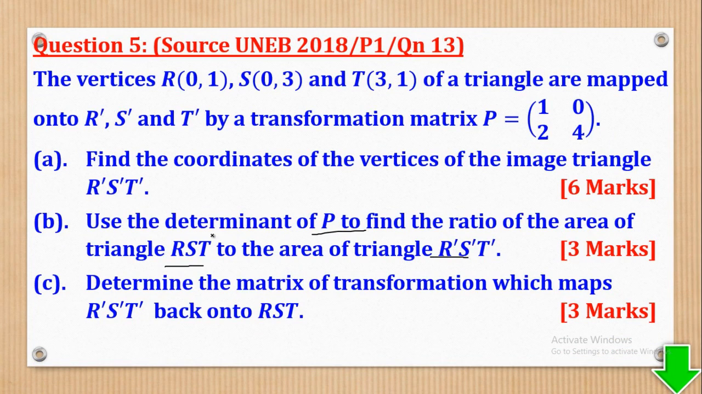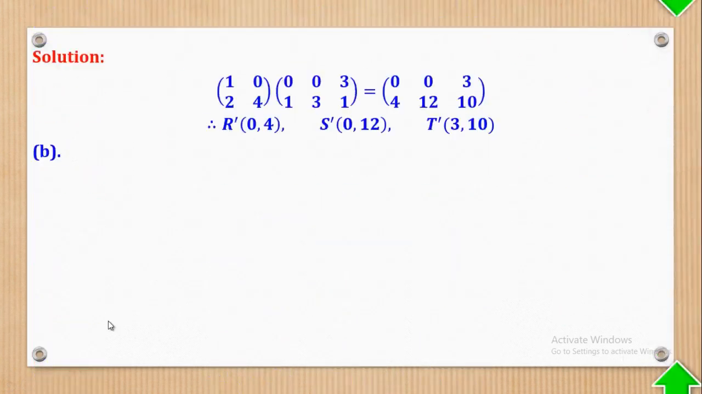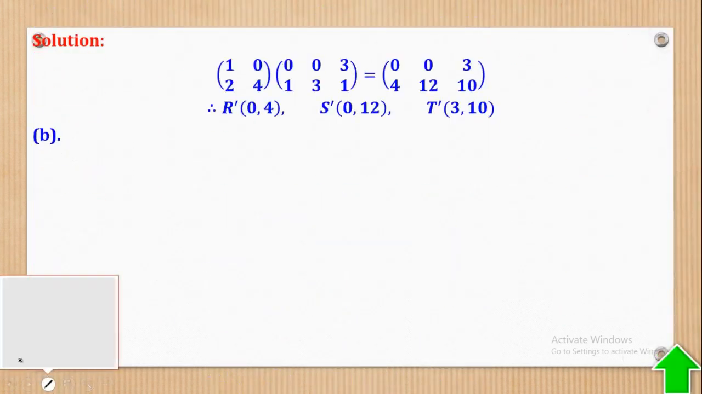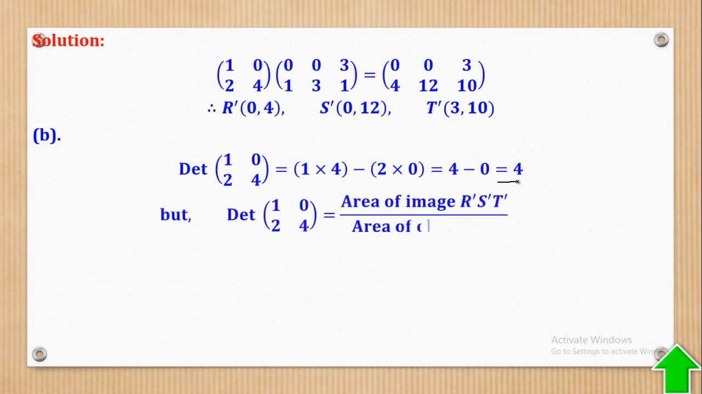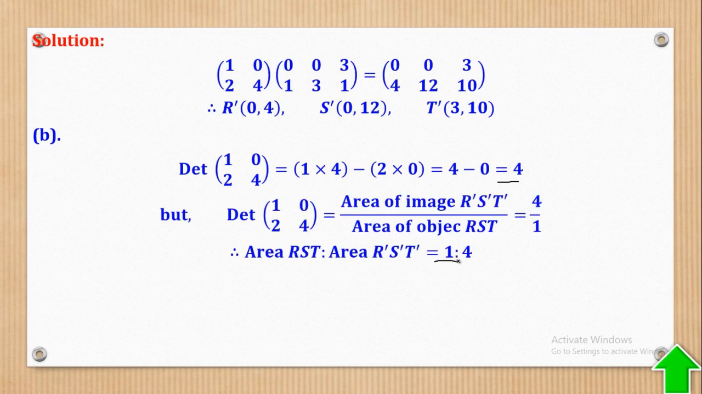So that means they want the ratio of object to image. First of all, if you get the determinant, it will be 4. Now this determinant is the ratio of image to object, but remember they want object to image, therefore it will be the reciprocal, and that will be 1 over 4, and that is what they wanted.